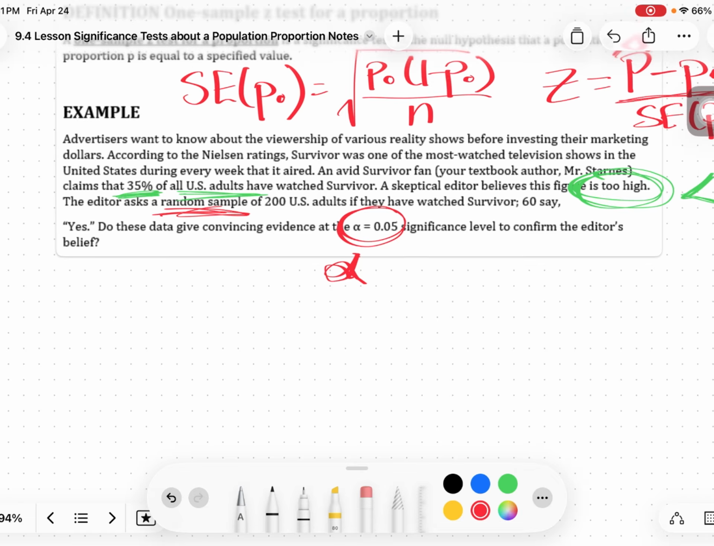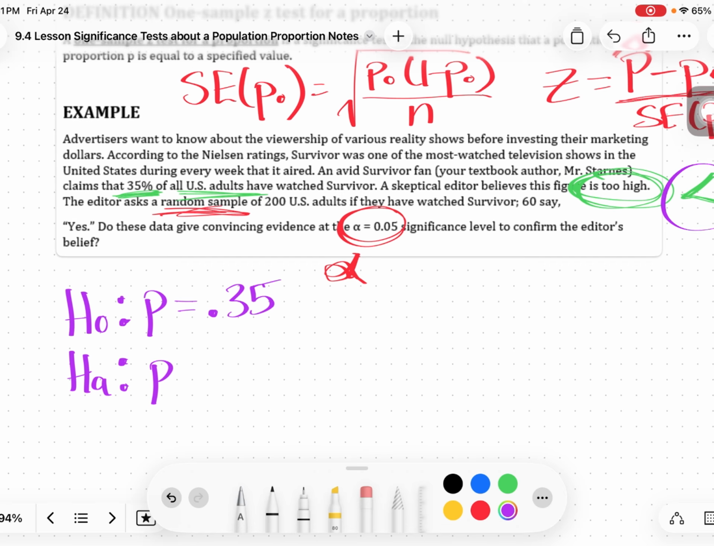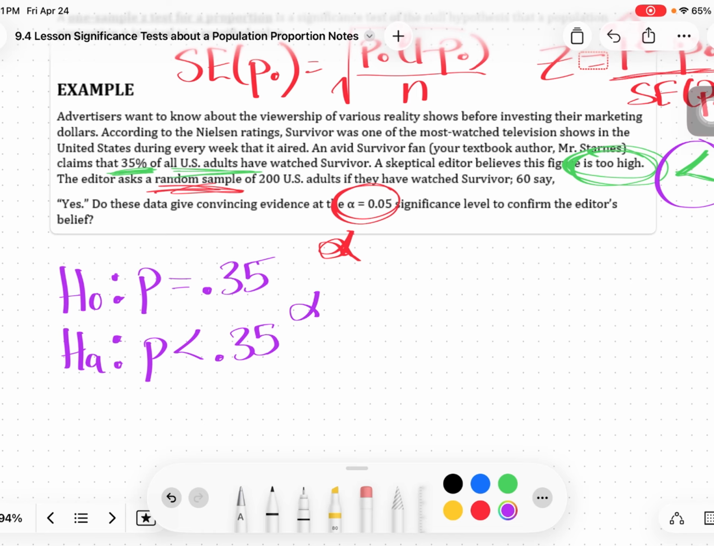So let's write our hypotheses like we did in the last lesson. Null, alternative. We're talking about proportions here. We believe it's equal to 35%. And then we're testing to see if it's less than 35%. And then it's always a good idea to maybe state your significance again, just to keep that in mind. When we get to the end, we're going to compare our p-value to that number, 0.05. So this is the state.